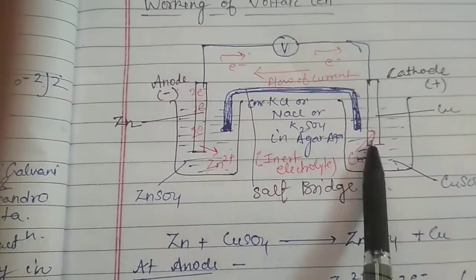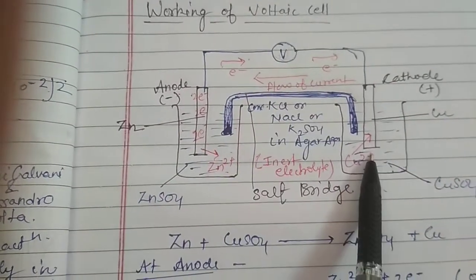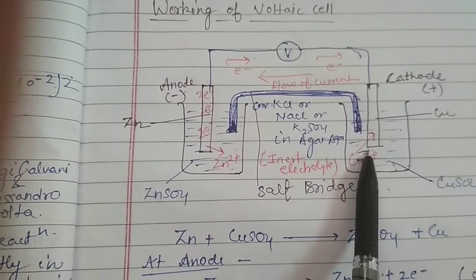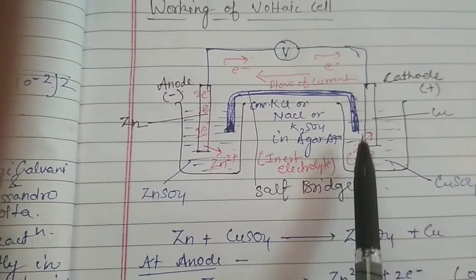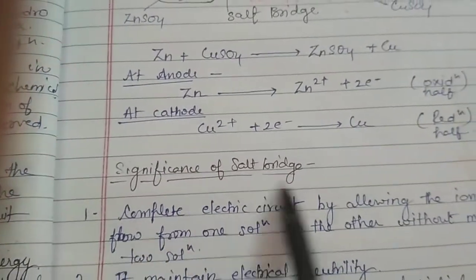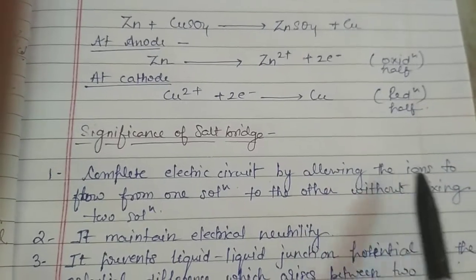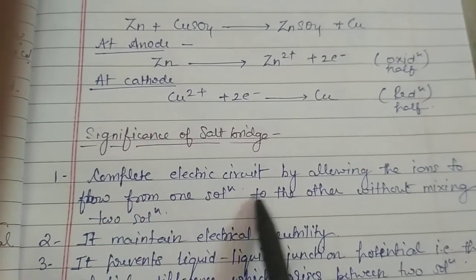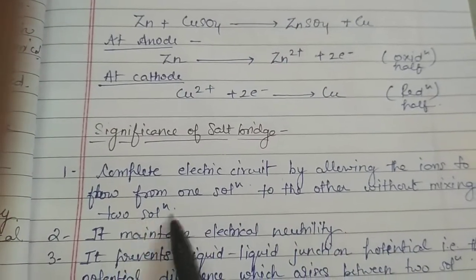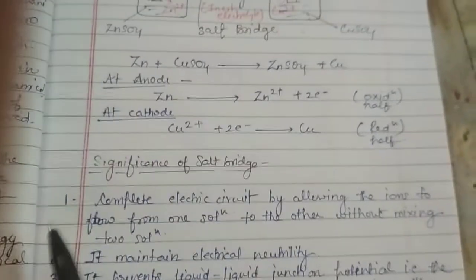The first thing: if we are not taking the salt bridge, the circuit is not being completed. Only the flow of electrons would be there once from anode to cathode, but the circuit is not complete. So the first significance of the salt bridge is that it completes the electric circuit by allowing the ions to flow from one solution to the other without mixing the two solutions, means the electric circuit is being completed.